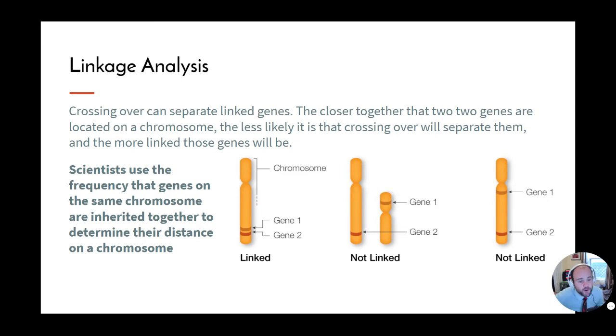And so we may not get a perfect 25% of each probability like in a Punnett square, but it'll be pretty close to those frequencies. And if they're on different chromosomes, then they're not going to be linked at all. So let's talk about how this actually works.